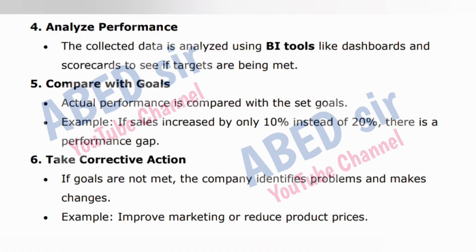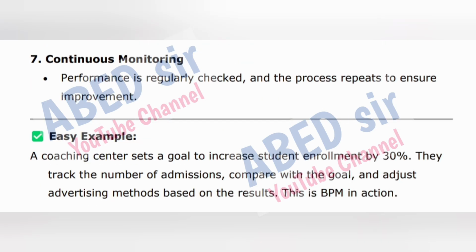6. Take corrective action. If goals are not met, the company identifies problems and makes changes. Example: improve marketing or reduce product prices. 7. Continuous monitoring. Performance is regularly checked, and the process repeats to ensure improvement.